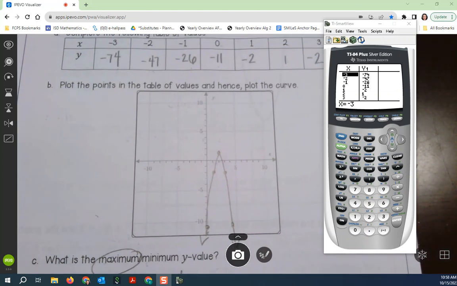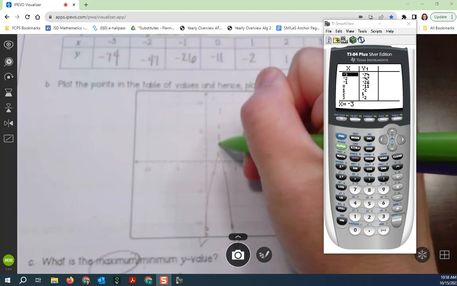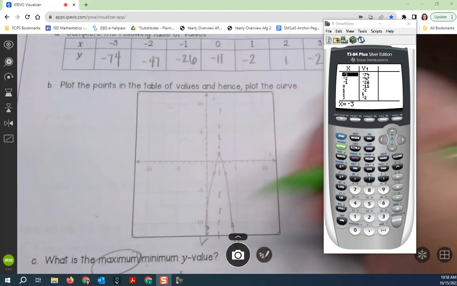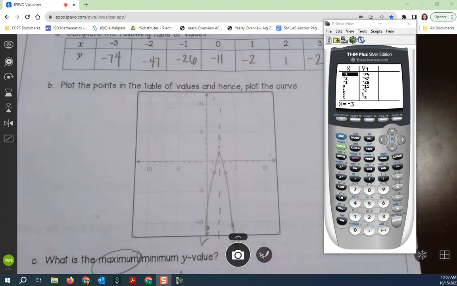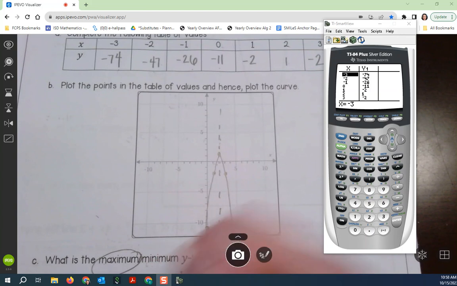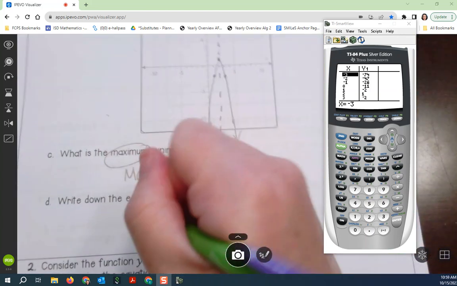Okay, the axis of symmetry goes through your vertex like this. And since it's a vertical line, it's always going to be an x equals equation. And it's going to be x equals, in this case, 2.